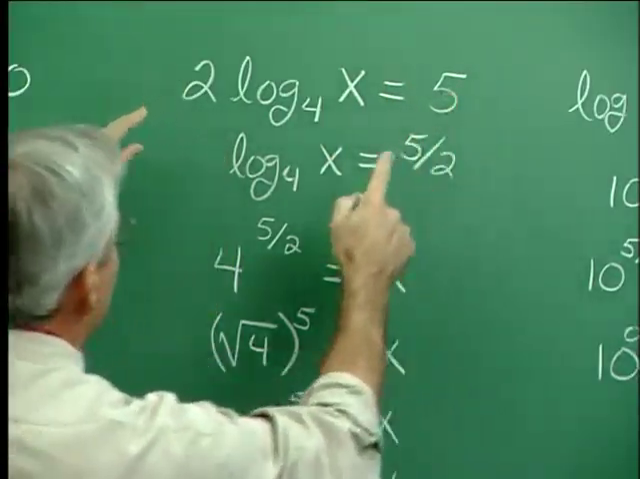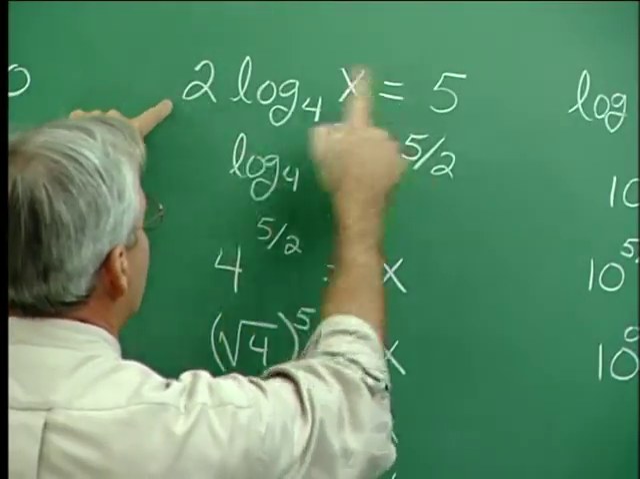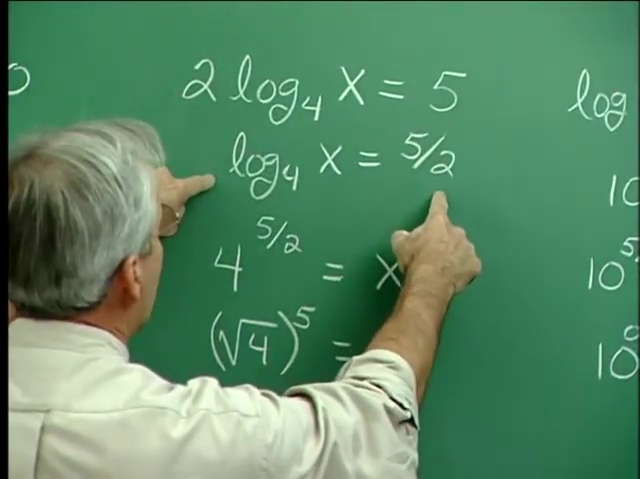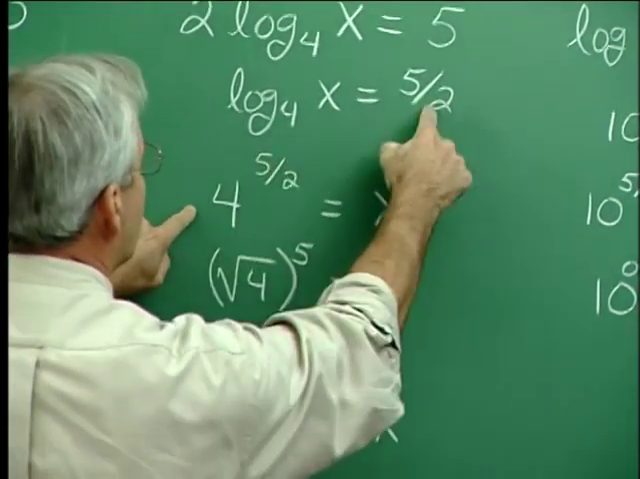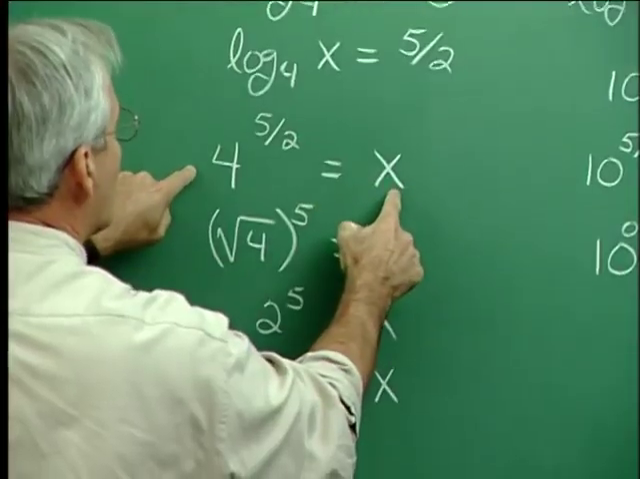So one way to deal with this is to clear this 2 by dividing on both sides by 2. And when we do that, we get this, and then we go into the exponential form. 4 to this exponent is equal to x.